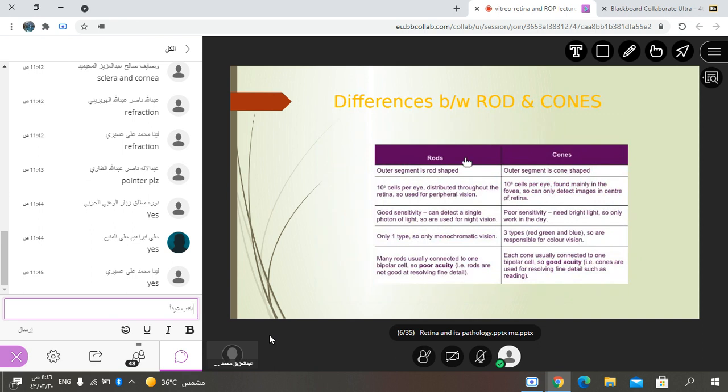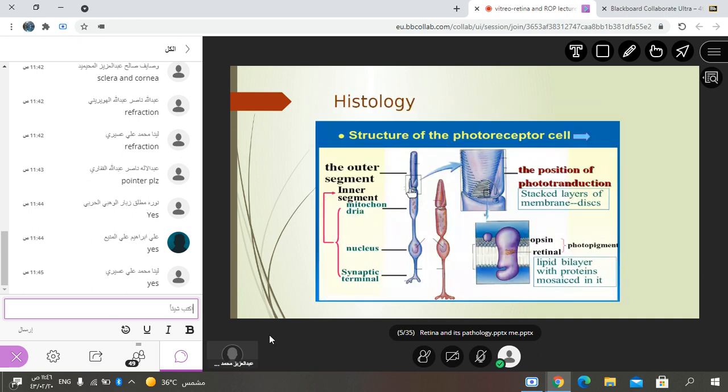The difference between the rods and the cones: rods are mainly for dark light and do not sense colors, so it is a monochromatic visual perception. Cones are for bright light, responsible for sharp vision and color vision, so it is multi-chromatic. These are the main differences between the rods and the cones.